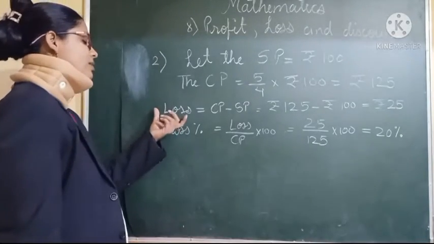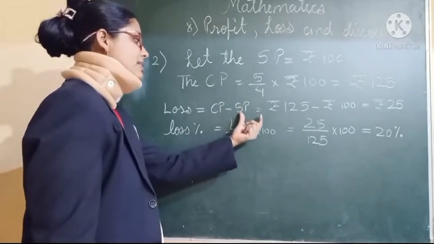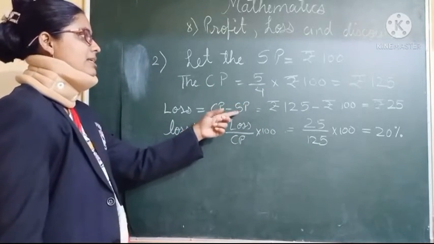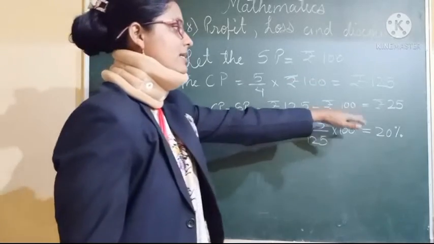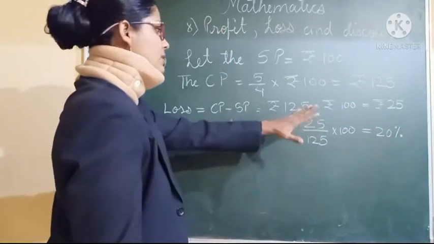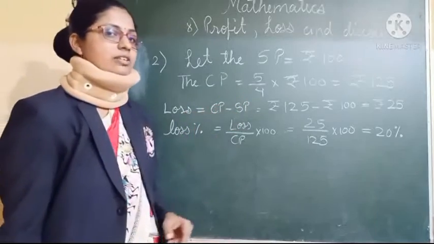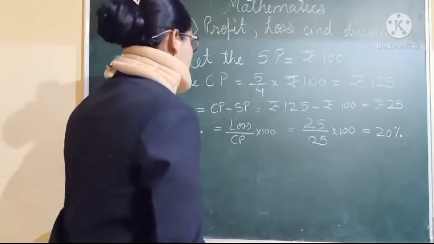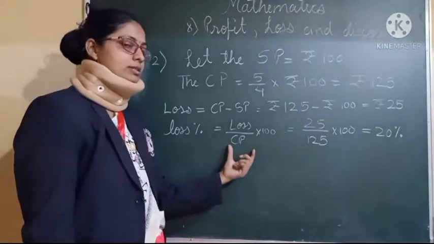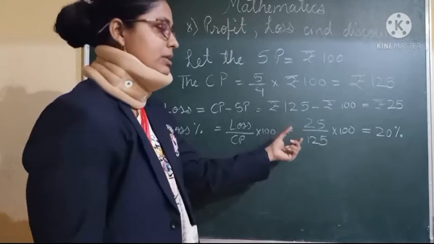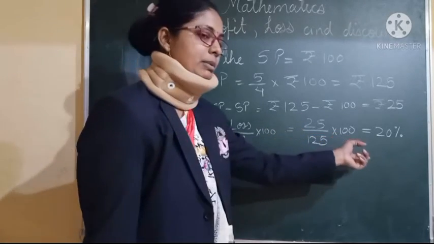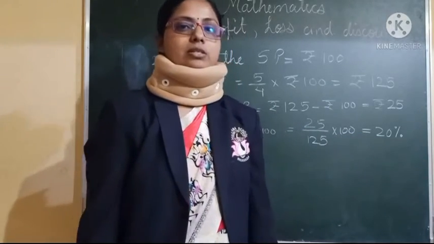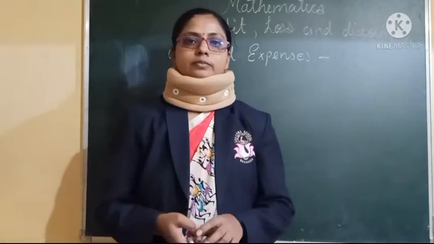Now the loss equals cost price minus selling price. So the cost price is 125, minus the selling price, that is 100, we will get the answer rupees 25. So this is the loss we are getting, that is 25. Now we have to take out the loss percent. Loss percent equals loss upon cost price multiplied by 100. So it will be 25 upon 125 multiplied by 100. If we calculate this, we will get 20% loss. Like that way you have to find out.